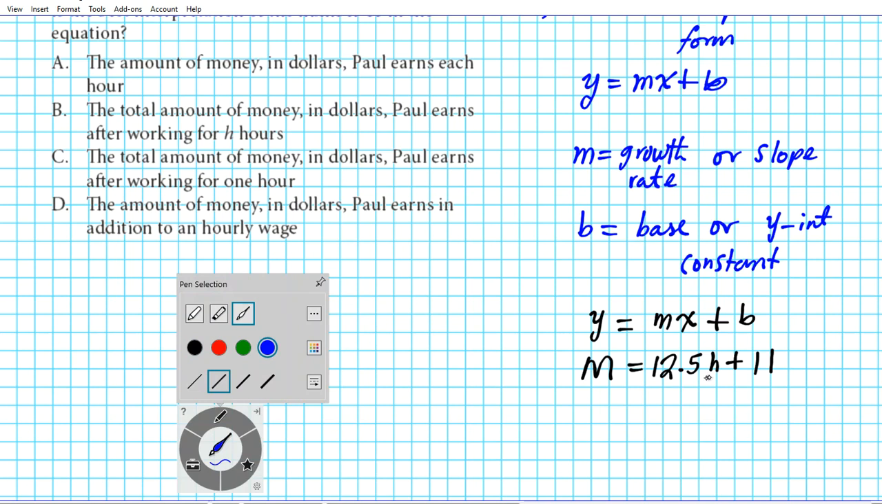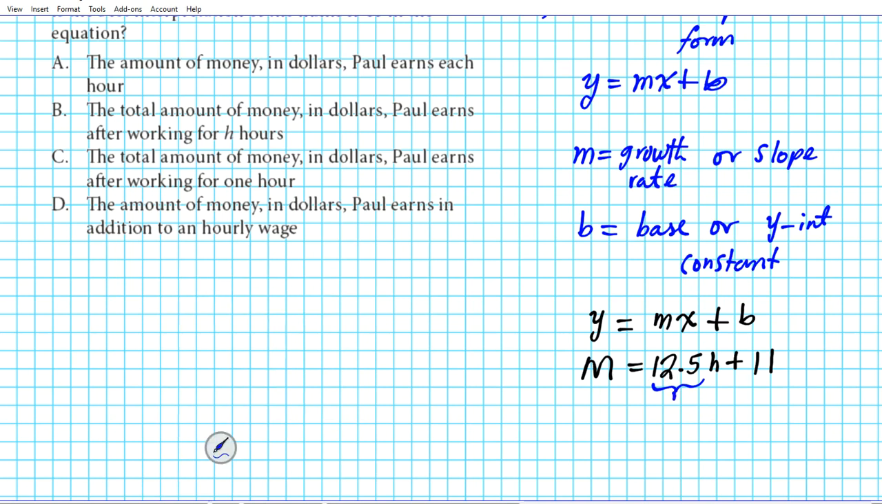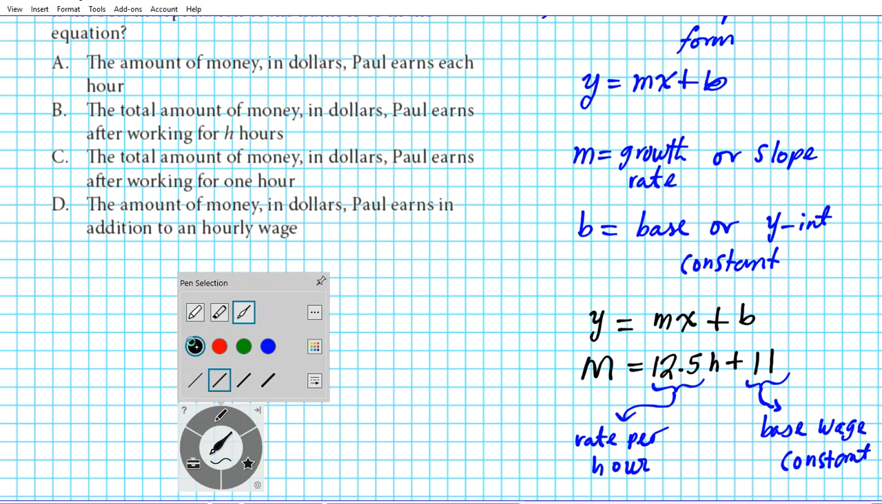Well, it tells us that the coefficient of H right here is the rate per hour. That's how much Paul earns per hour. And then this amount right here is the constant or base amount that's added to each hourly wage. So base wage, which is a constant that's always going to be added to how much Paul earns. Okay, so let's take a look at some examples to help us understand what's going on here.